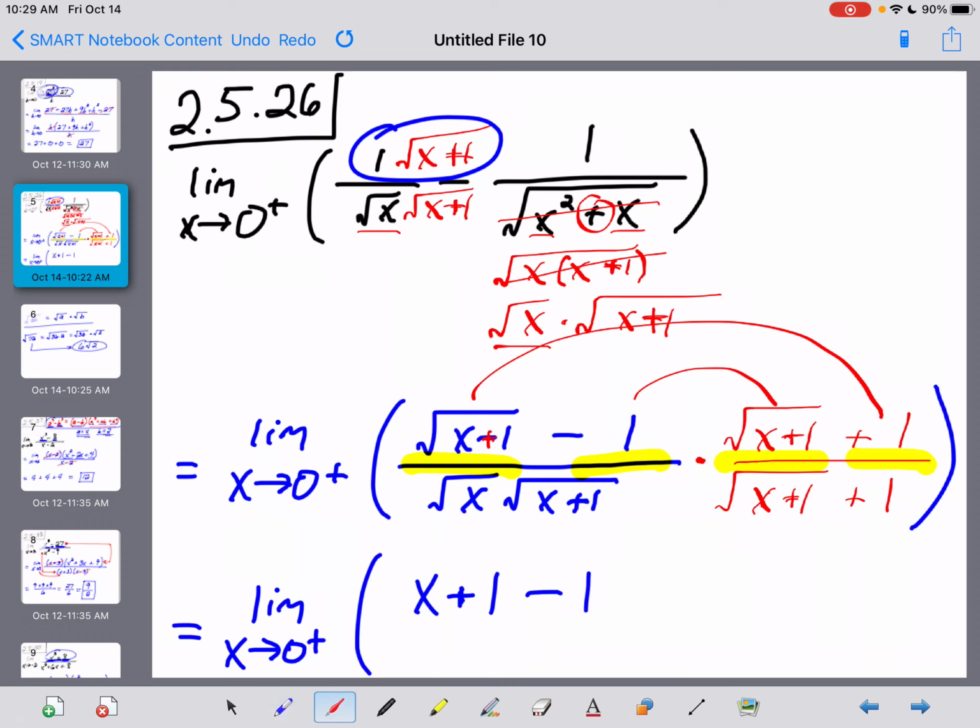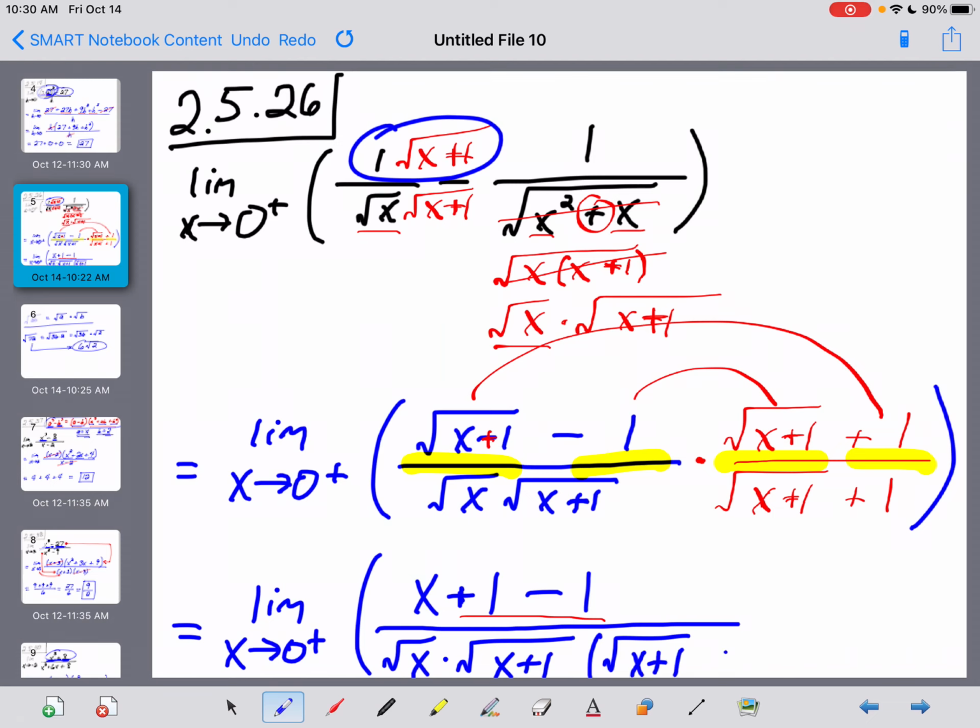Now, on my next step, this plus 1 and minus 1 are going to cancel each other out. Whew, I got worried there for a second. Now, the denominator here is still a disaster. I'm going to leave that, though, as the square root of x multiplied by the square root of x plus 1, and then that gets multiplied by this binomial here, the square root of x plus 1, and then a plus 1 at the end of all that. So, that is a mess.